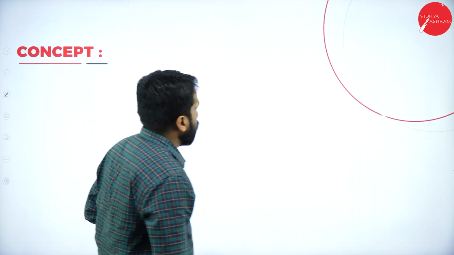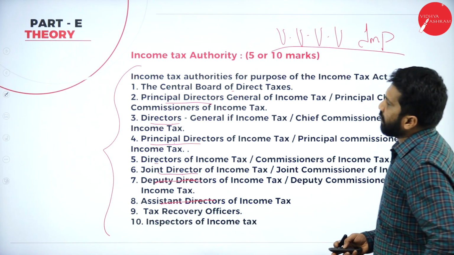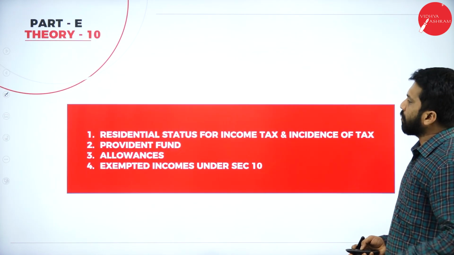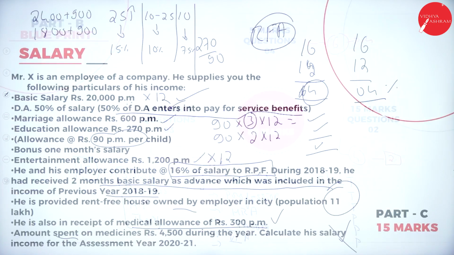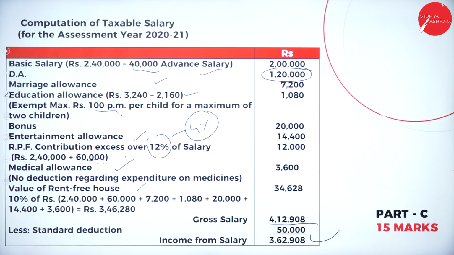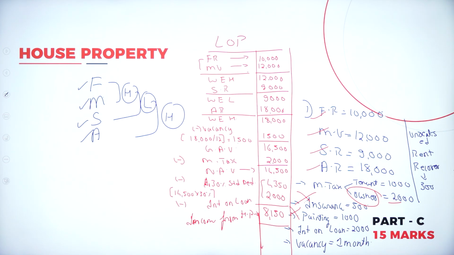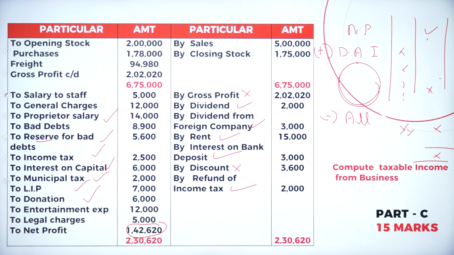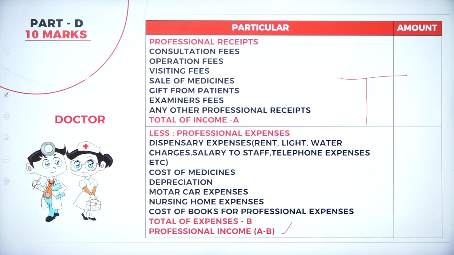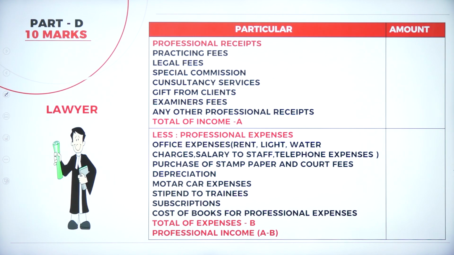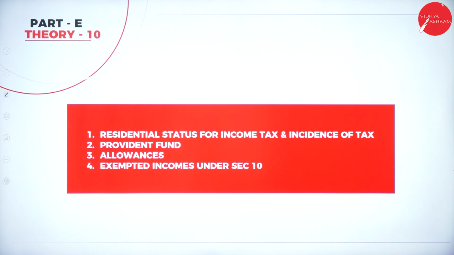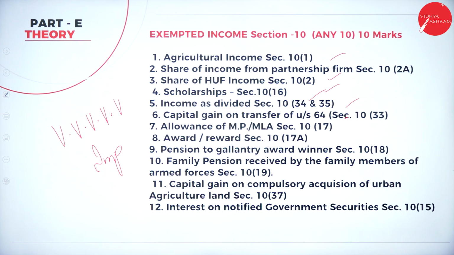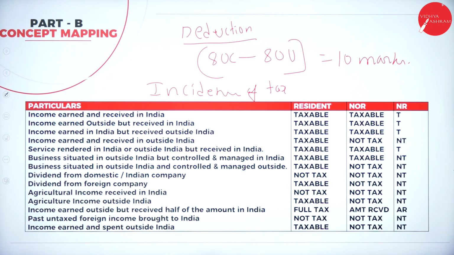So I'll go back to all these slides. Please take a screenshot. These are your syllabus, blueprint, and your salary topic, house property, business, profession, your theory part, theory for 10 marks, a few theories with answers. So there is a compulsory 10 mark question on incidence of tax.